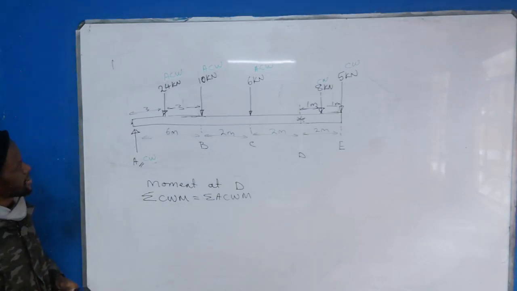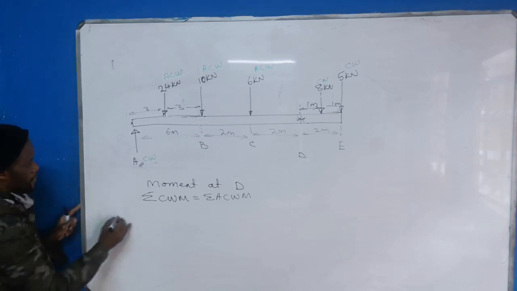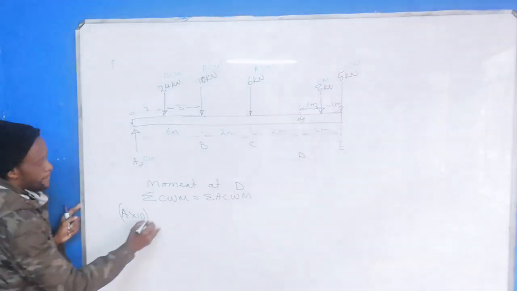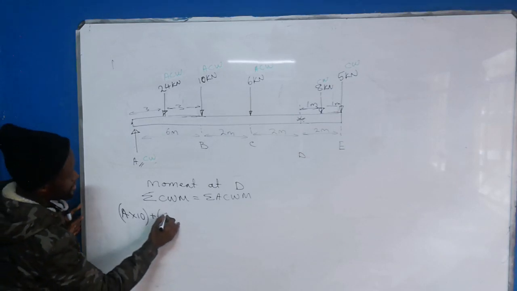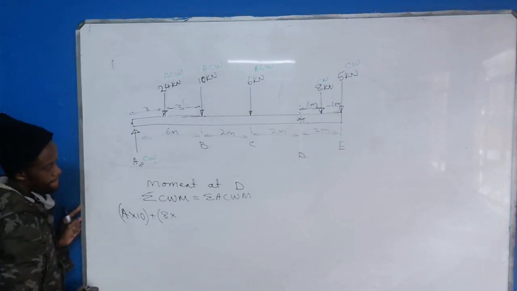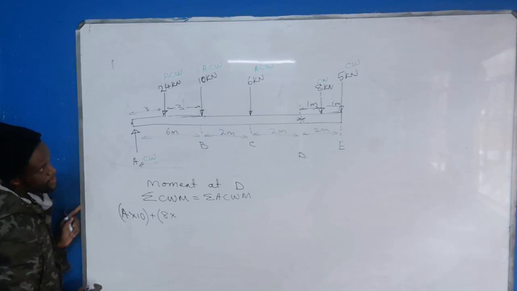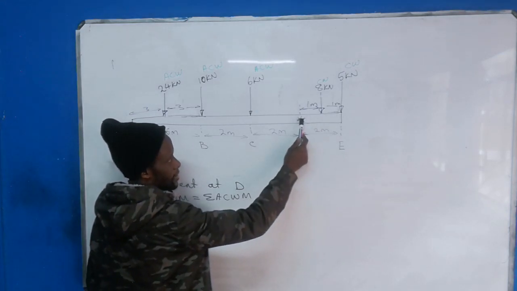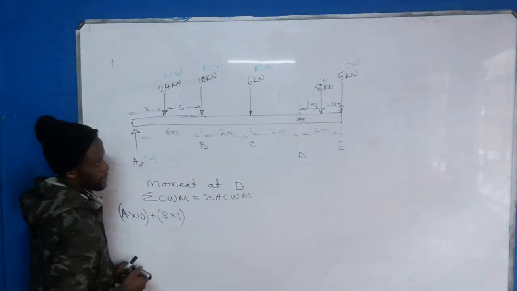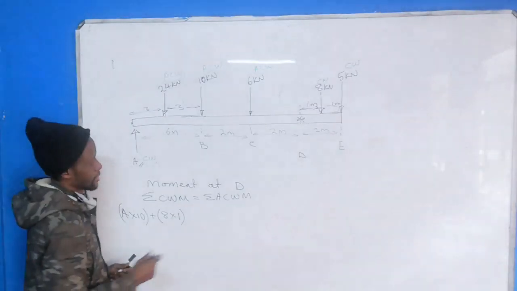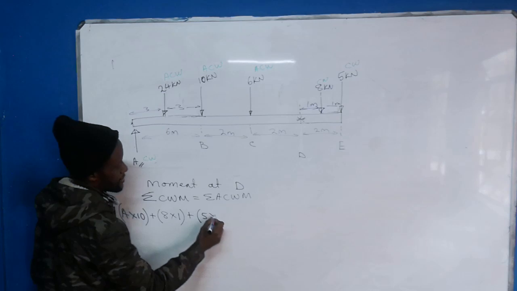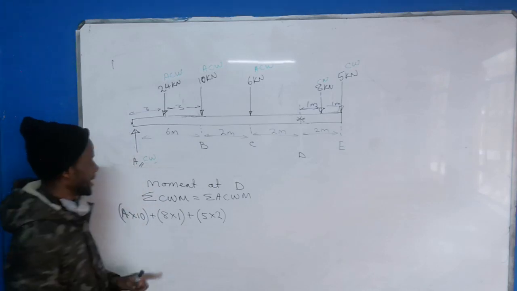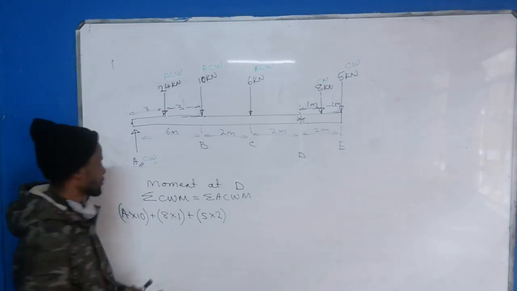Our clockwise, let me start with A. A times how much? 10. We agree. Plus 8 times how much? 8 times 1. The distance 8 is here, we are coming. It's 1. 8 times 1. I hope you see that. Plus that 5 times how much? 2 times 2. Is there any other clockwise? Yes, so we are fine there.